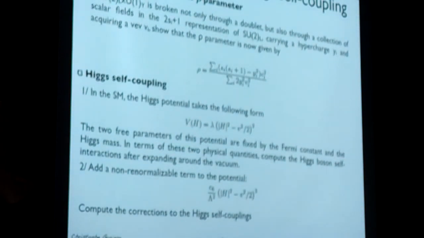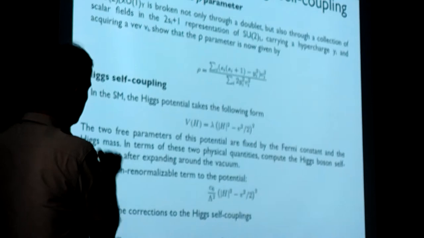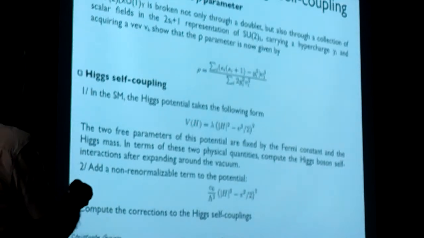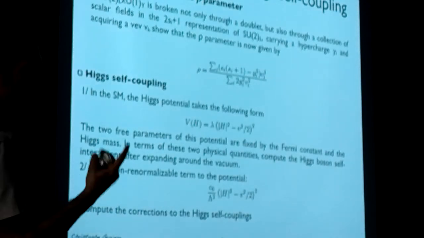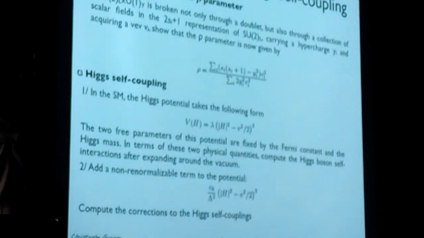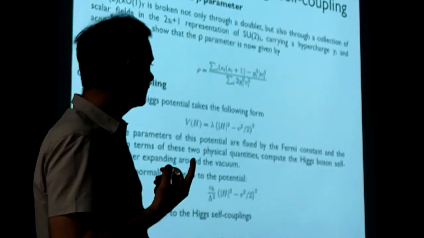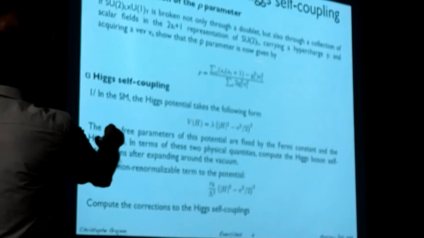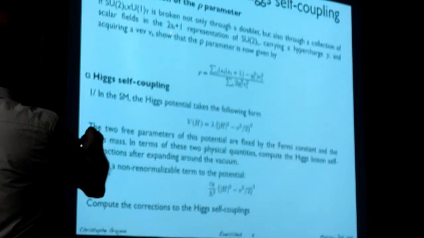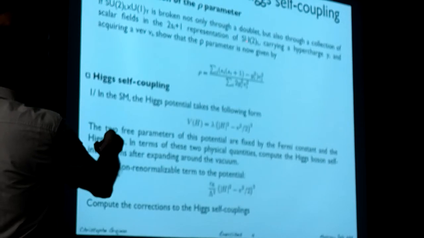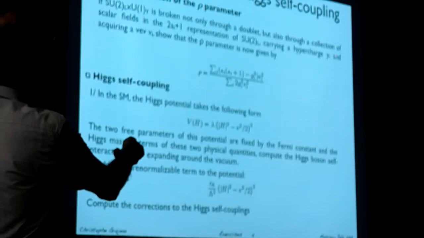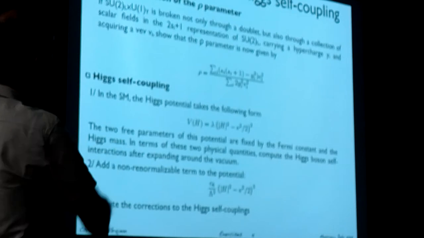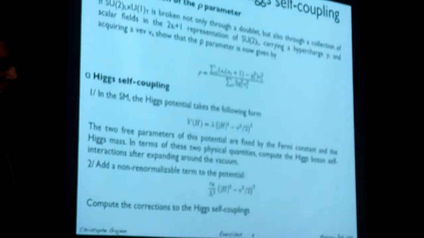So another exercise is about the rho parameter. You know, we computed the rho parameter with a doublet of SU2, and we found that rho is equal to 1. So you can actually generalize this computation of the rho parameter, assuming that you have a set of representations of spin S under the SU2 symmetry with hypercharge Y, and you get this general expression for the rho parameter. It's again something that you will learn, you know, about group representations.